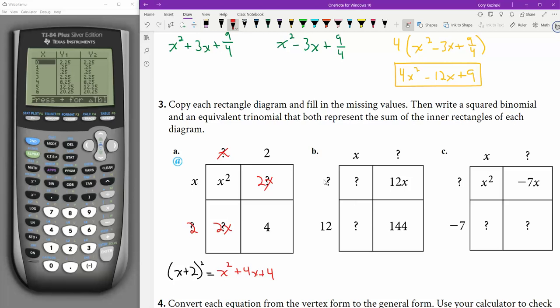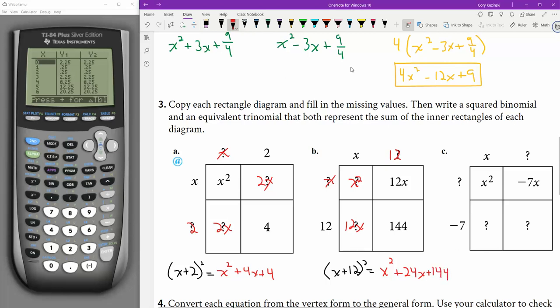Let's do it again. X times x is x squared. X times 12 is 12x. X times 12 is 12x. And 12 times 12 is 144. Our squared binomial is x plus 12. And that equals x squared plus 24x, 12x and 12x makes 24, plus 144.